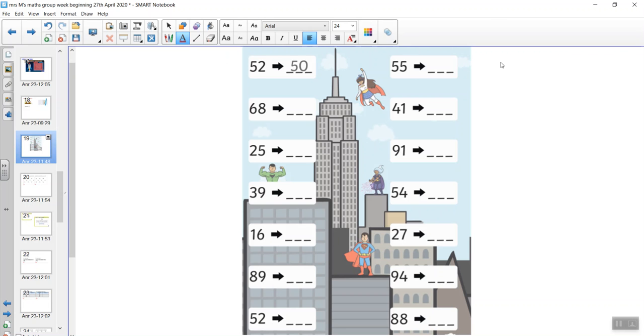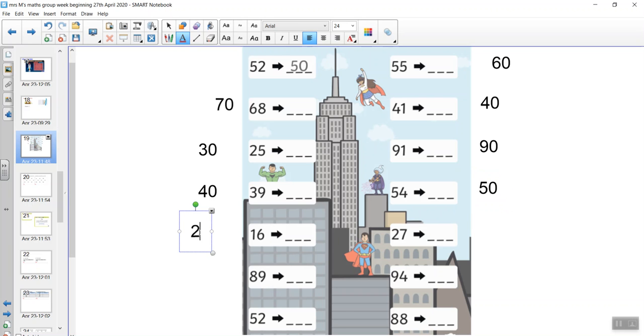So 55: 5, 6, 7, 8, 9, climb the vine. 55 rounds to 60. 68 rounds to 70. 41 rounds to 40 to the nearest 10. 25 rounds to 30. 91 rounds to 90. 39 to the nearest 10 is 40. 54 to the nearest 10 is 50.